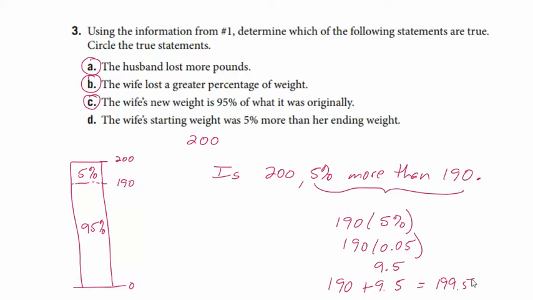All right, so going down by 5% is not going to be the same as going up by 5% because it's 5% of a different number. The 5% she lost is 5% of 200. The 5% more than her ending weight is 5% of 190. So those aren't going to be the same number because you're taking 5% of two different numbers.